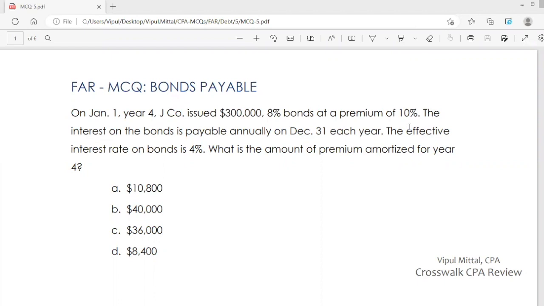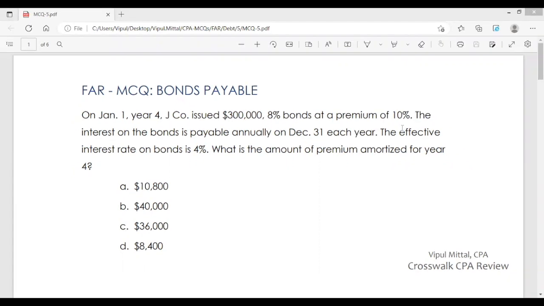On January 1, year 4, J Company issued $300,000 8% bonds at a premium of 10%. The interest on the bonds is payable annually on December 31st each year. The effective interest rate on bonds is 4%. What is the amount of premium amortized for year 4?